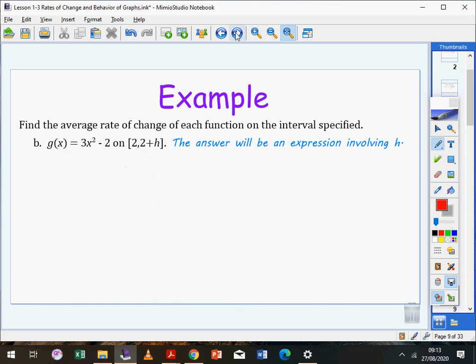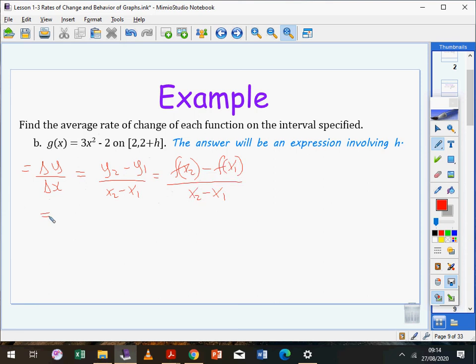Right, let's try this one. I'm trying to find the rate of change of this function over that interval, delta y over delta x. Again, y2 minus y1 over x2 minus x1. Now remember, this definition is the value of the function for the second input value minus the value of the function for the first input value, divided by the second input value minus the first input value.